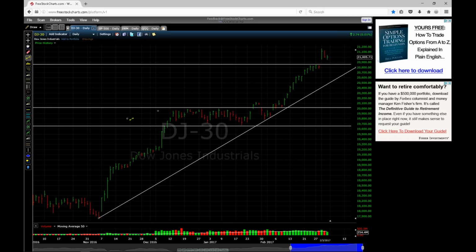I was trying to draw a rising wedge, which I had shown previously. See, now things are coming into structure. Once things come into structure, you know what you're doing.